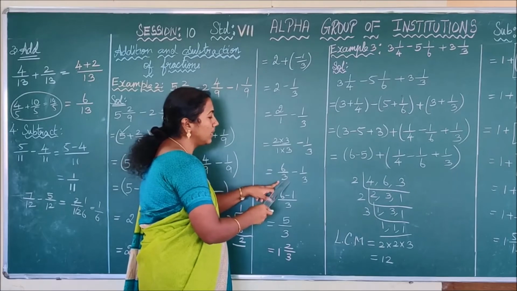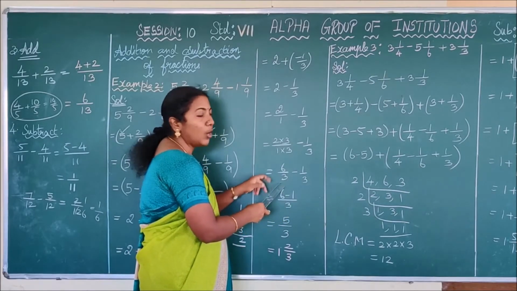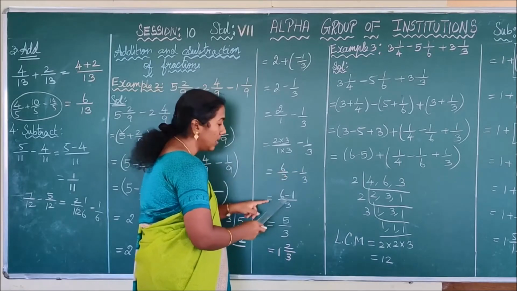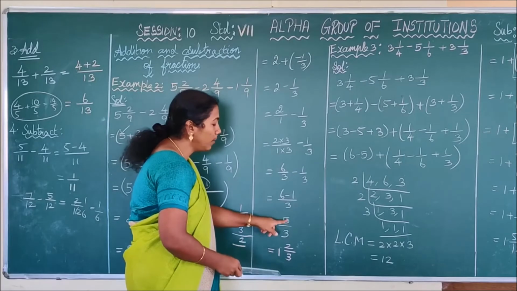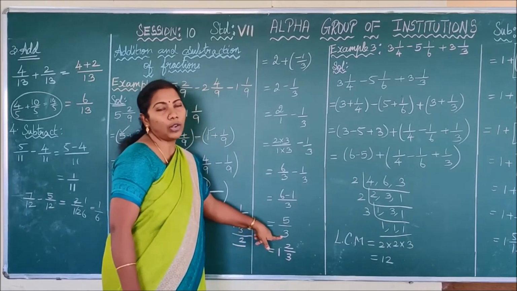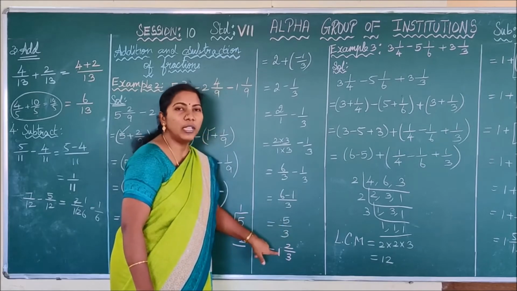Okay. 6 by 3 minus 1 by 3. Thus the denominators are the same. Now we can evaluate the numerator. 6 minus 1 by 3, it is 5 by 3. 5 by 3 is an improper fraction. So we have to convert this improper fraction into a mixed fraction.